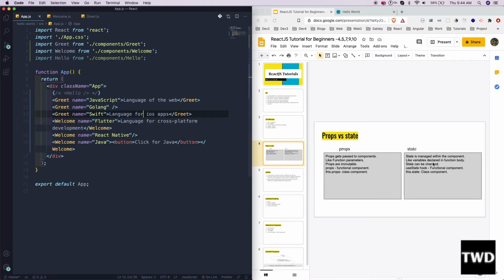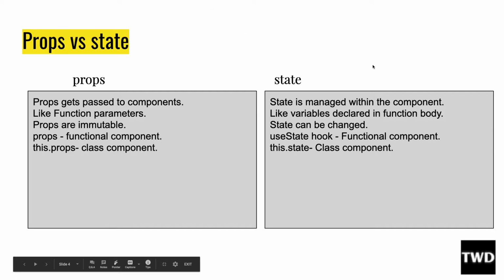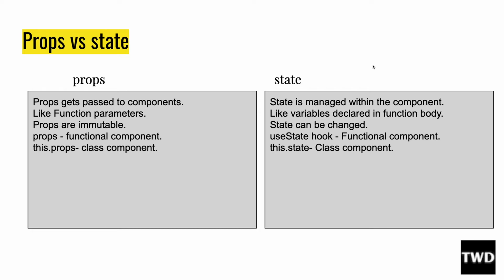But let's first learn a bit about the difference between props and state, because they are the two most important concepts in React. We have already learned about props. Props get passed to the components, and state is managed within the component, it is local to it. Props are like function parameters, and state you can think of like a variable declared in the function body.